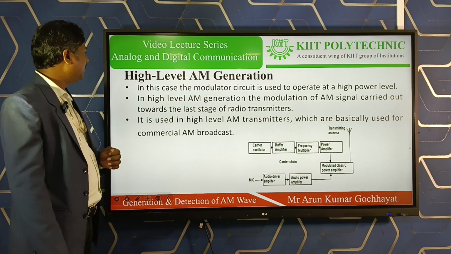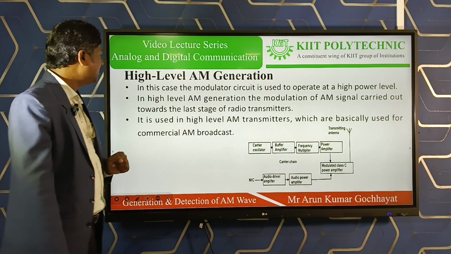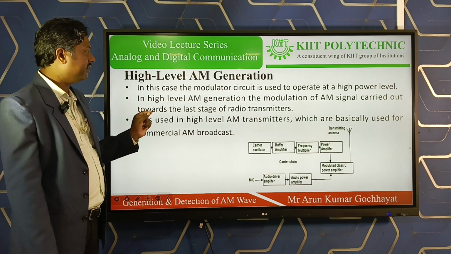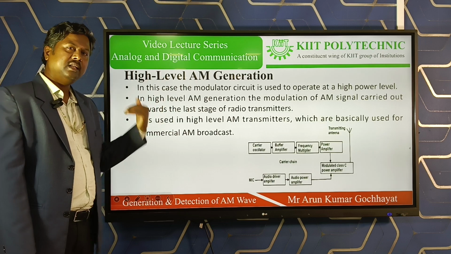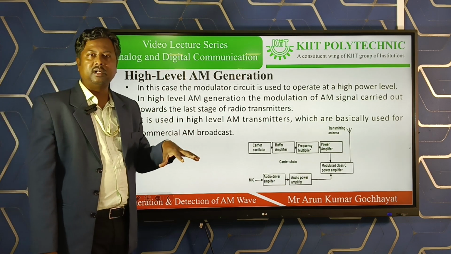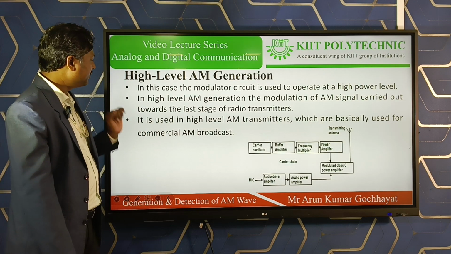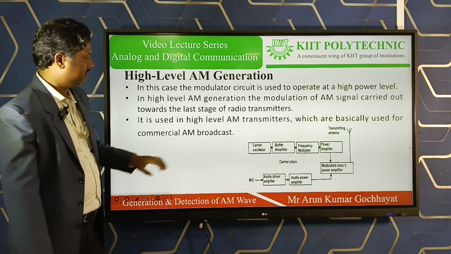So as it is written over here, in high level AM generation, the modulation of the AM signal is carried out towards the last stage of the radio transmitter, and the amplification is finished before the modulation. So this type of high level AM generators or AM transmitters are used in commercial AM broadcast.